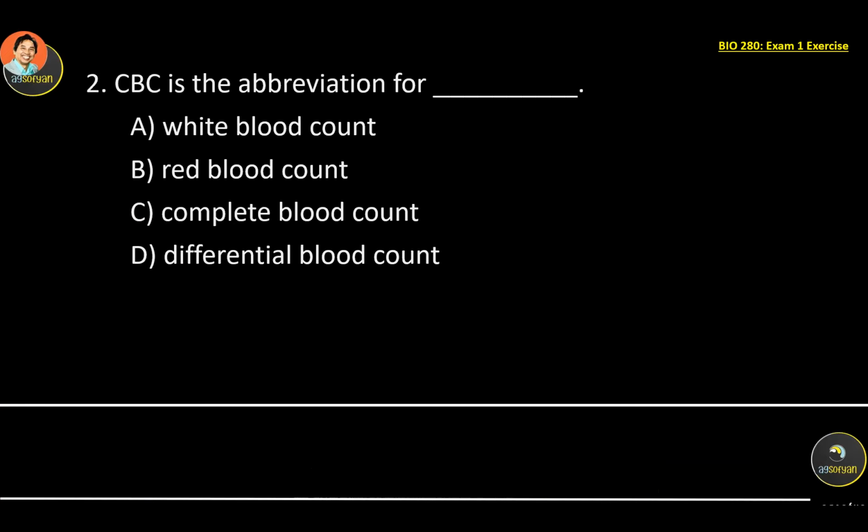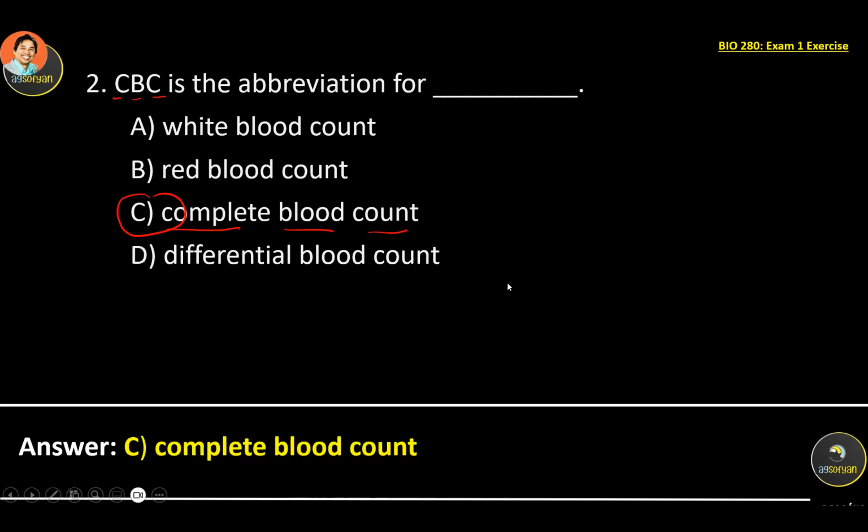CBC is the abbreviation for A, B, C, or D. This one should be easy because this is an abbreviation in the English language, which is complete blood count. So it's going to be complete blood count, CBC. Okay, that's the answer.